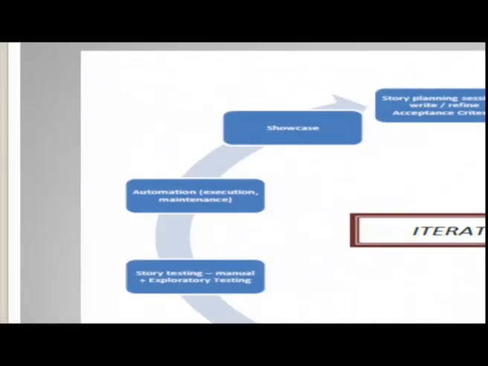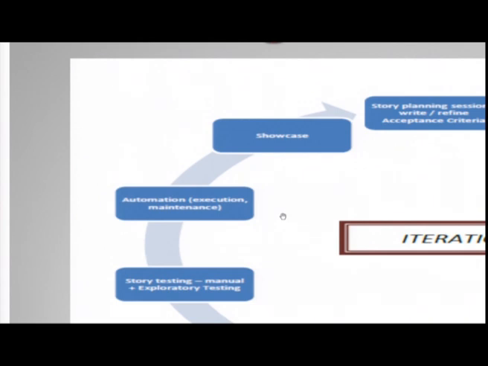Then the business analyst or the quality assurance team will be doing the testing, and it is called the BA/QA volleyball, because when you work with the Scrum framework, the QA team and the BA team, business analyst team, when they are going to test it, it is called a BA/QA volleyball. Then you have the story testing, manual and exploratory testing. The story testing is a combination of manual testing as well as exploratory testing. Then you have the automation, execution and maintenance, and you have to showcase it.